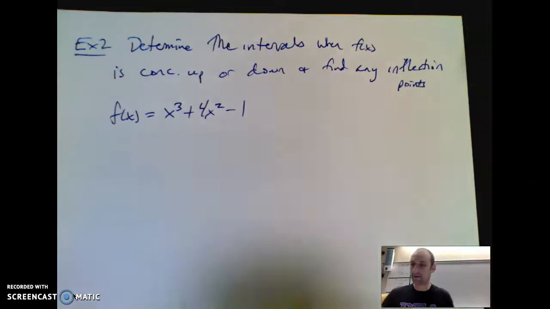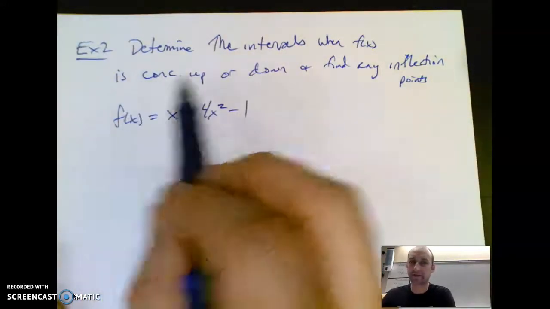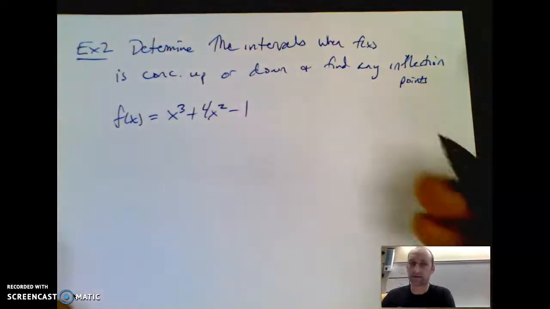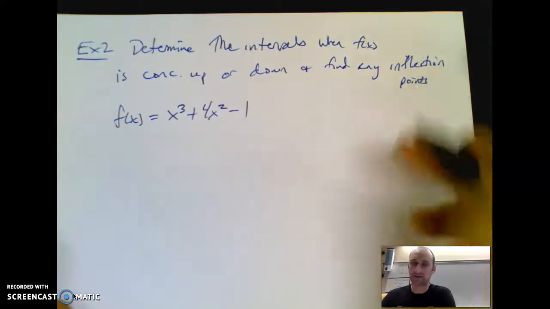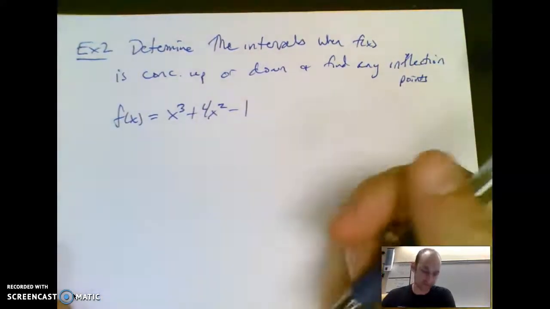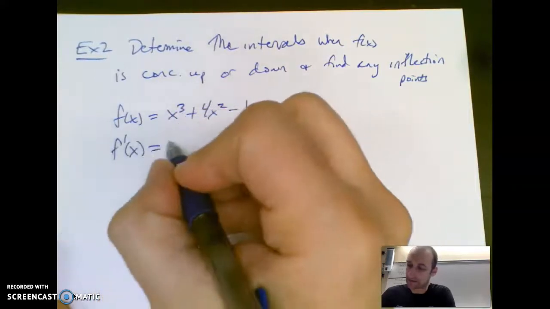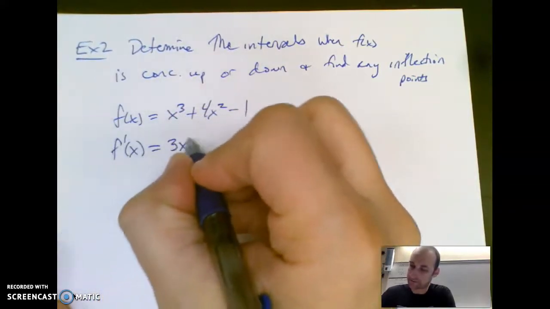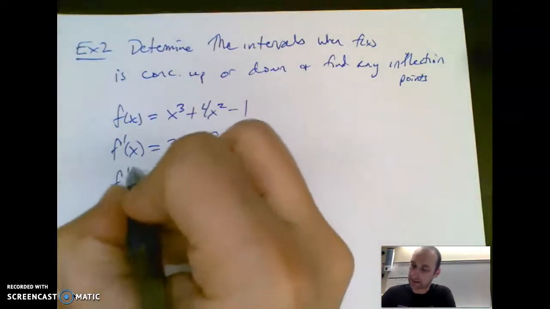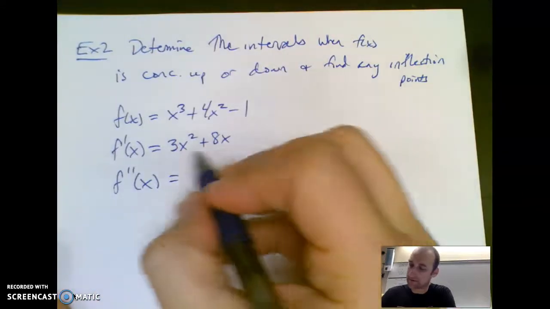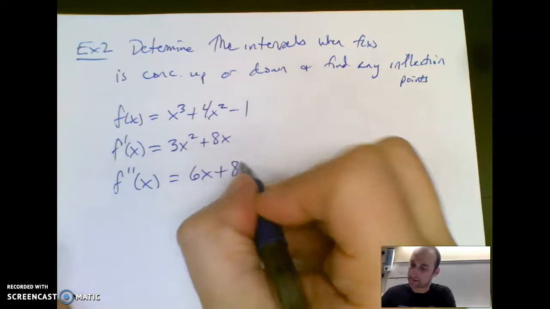All right, so we're going to do this next example to determine the intervals when f of x is concave up or concave down, and find any inflection points. So when you're talking about concavity and inflection points, I need the second derivative. So how do you get a second derivative? Well, you take a first derivative, right? And then you take the derivative of that, and you get to the second derivative. So we got 3x squared, so 6x plus 8.